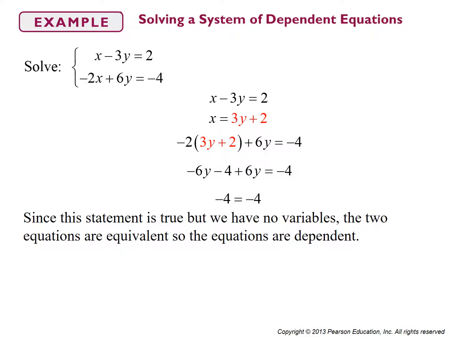So in this case, the way we write the answer is to just say the solution is all points x and y, where x equals the formula that we had, 3y plus 2. And that is how we do a system of equations.